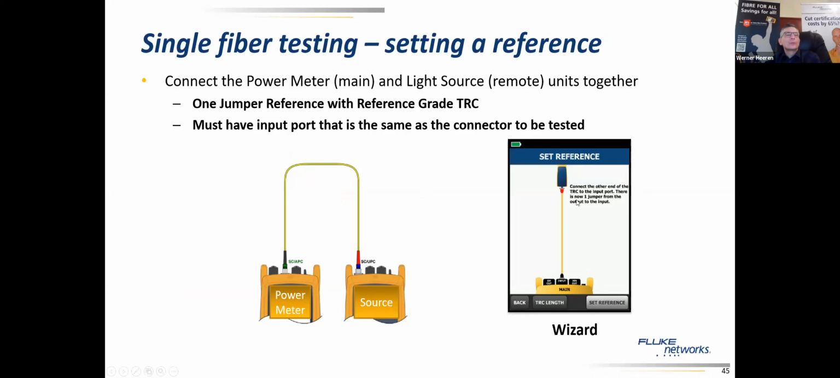Here you see you have your remote unit as a light source and your main unit as your power meter. Now, we saw that in PON setups you very often have this APC connector, which you have to connect to your power meter, while on the source it's maybe UPC. So you have this hybrid cord going from a UPC to an APC.